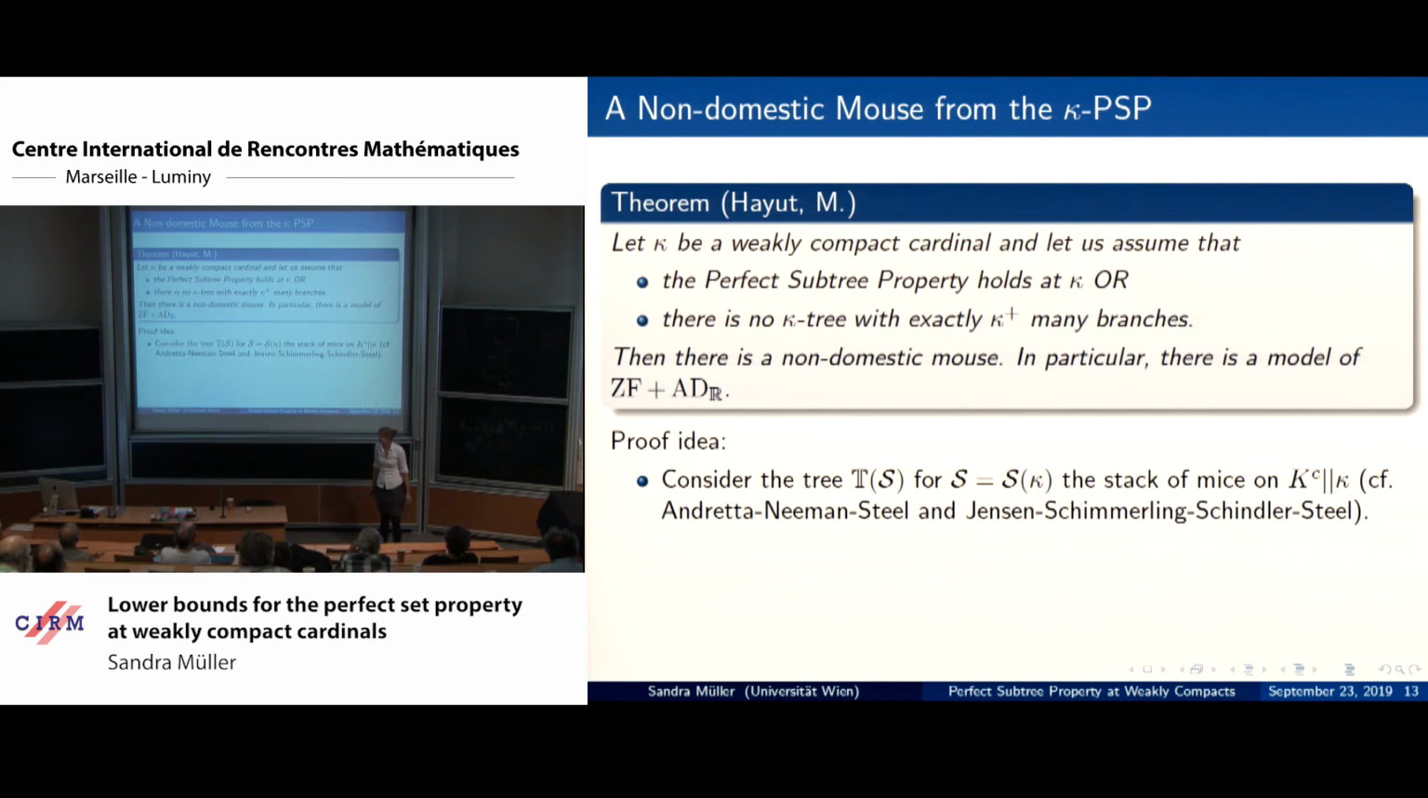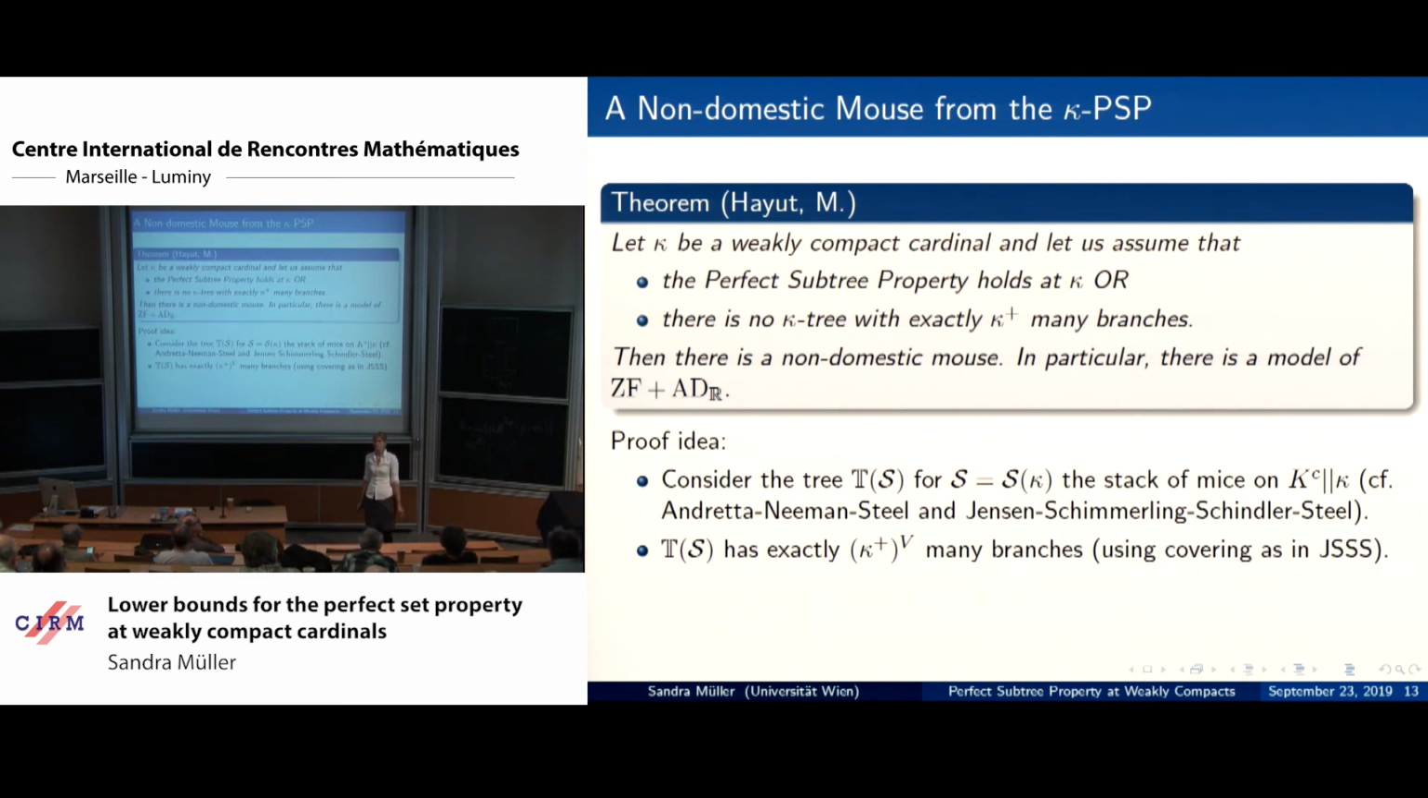So we assume that all mice are domestic. And in this case, the Andretta, Neeman, Steel paper, which is called "The domestic levels of K^c are iterable", shows us that we can actually construct K^c, and then the JSSS paper tells us that we can actually construct the stack above that, and that the stack has a covering property, and this is the key thing we want to use. So this tree, T of S, has exactly kappa plus of V many branches, using the covering argument, which is due to Ralf Schindler, I think, from that paper, because kappa is weakly compact. Yes? No?